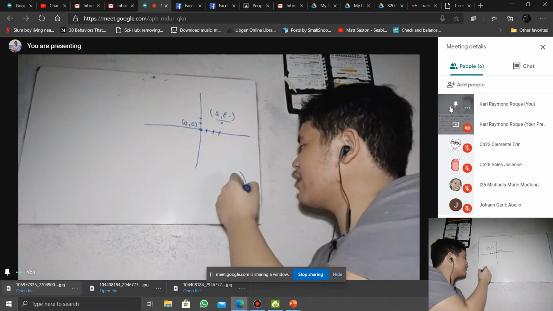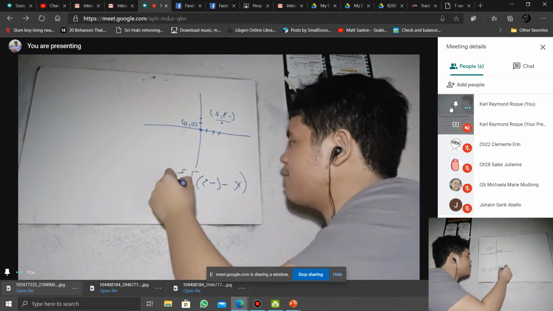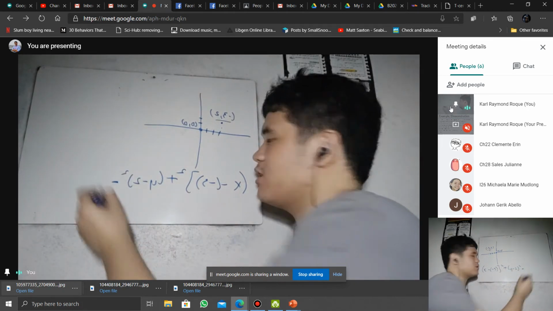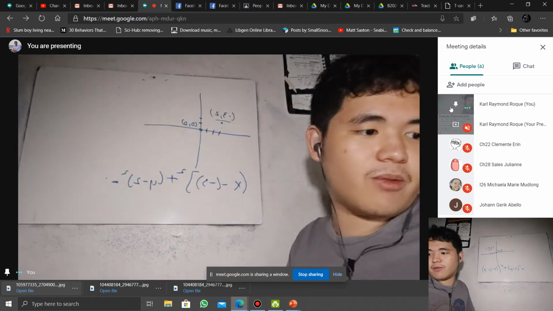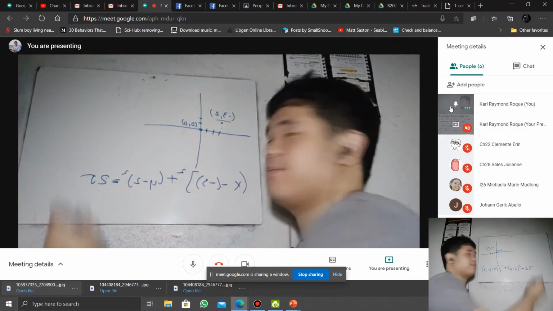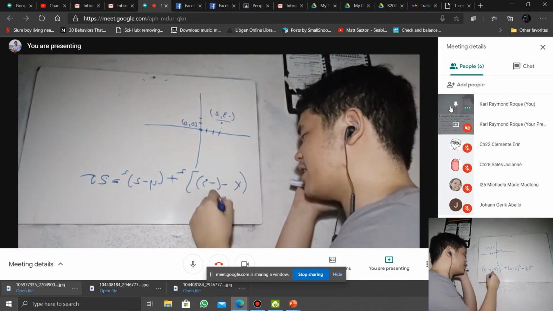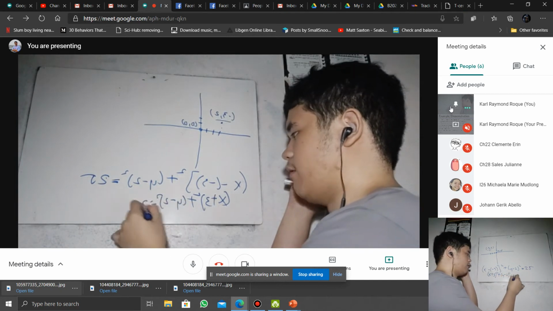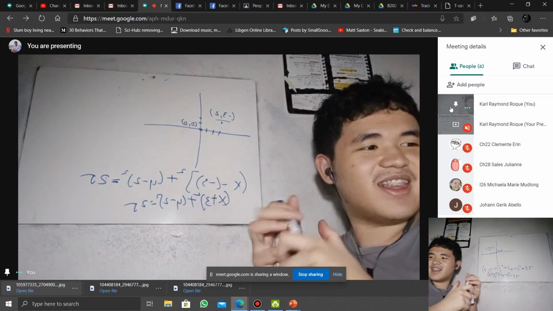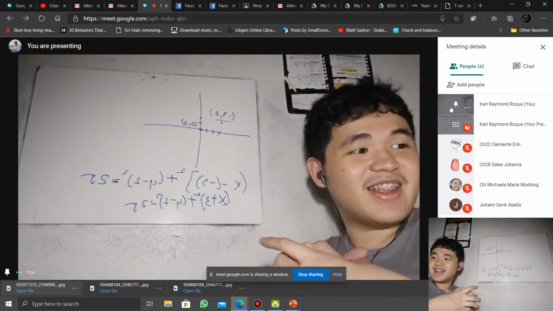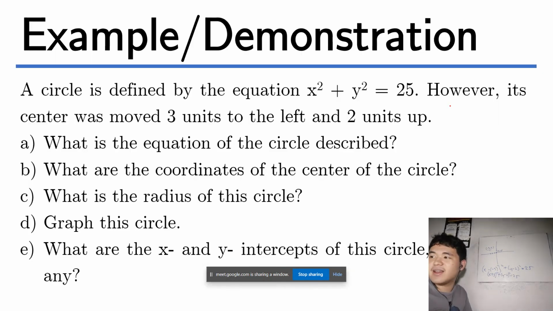So x minus negative 3 squared plus y minus 2 squared equals, the radius is 5, so we just copy it, 25. Simplifying, x plus 3 squared plus y minus 2 squared equals 25. Do you get it? Yes, okay. Next: what is the radius of this circle? We have the center and the equation. Same radius, r squared equals 25, r equals 5. Graph this circle.